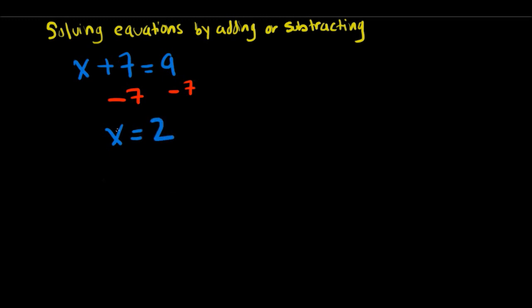So we can see that x equals 2, and now that we want to check the answer, we're going to plug the 2 back into the original equation as x. So we have 2 plus 7 equals 9. And we can see that this statement is true, so our answer is correct.